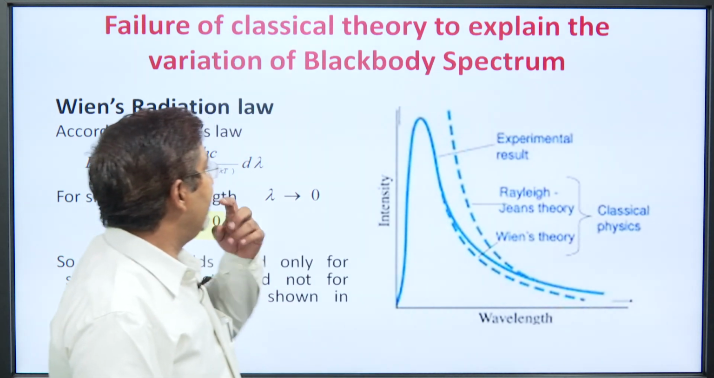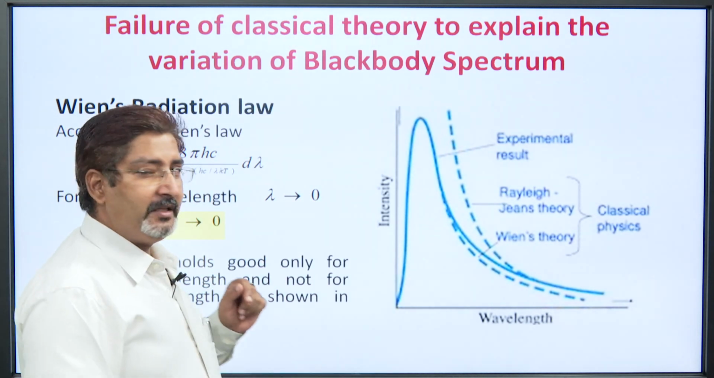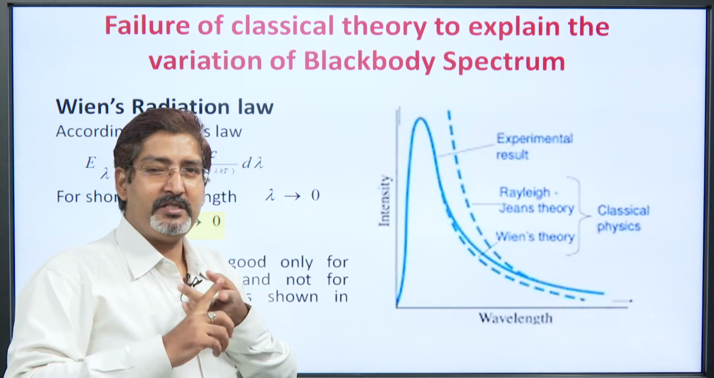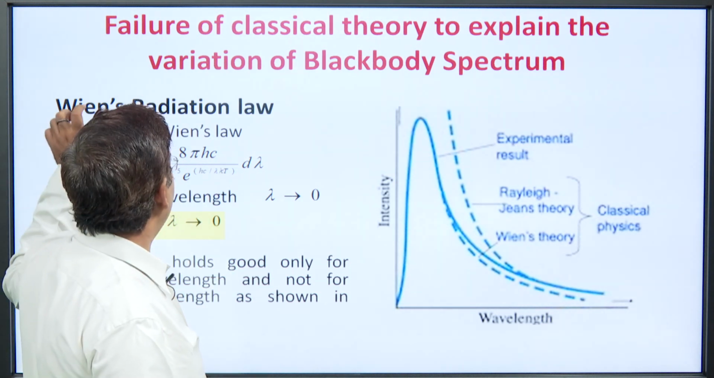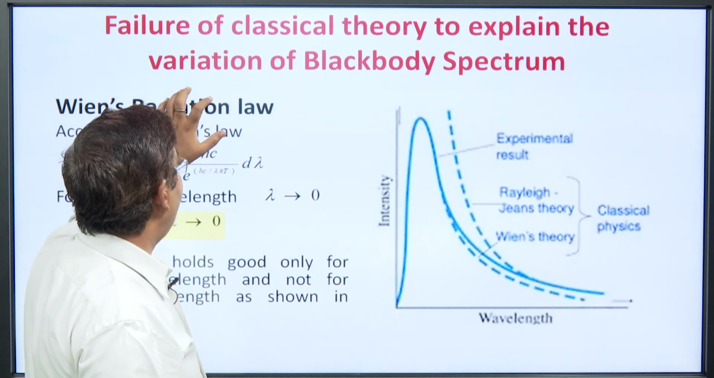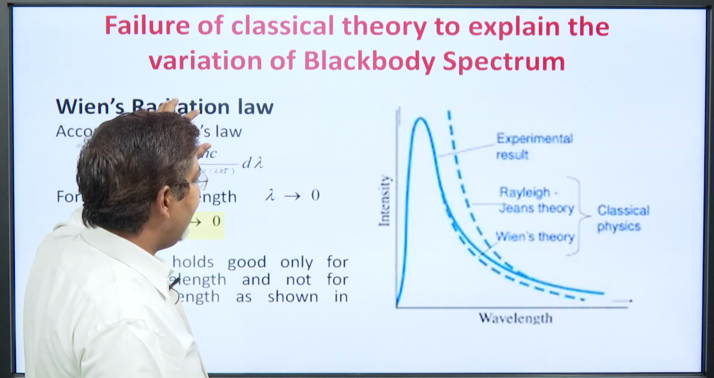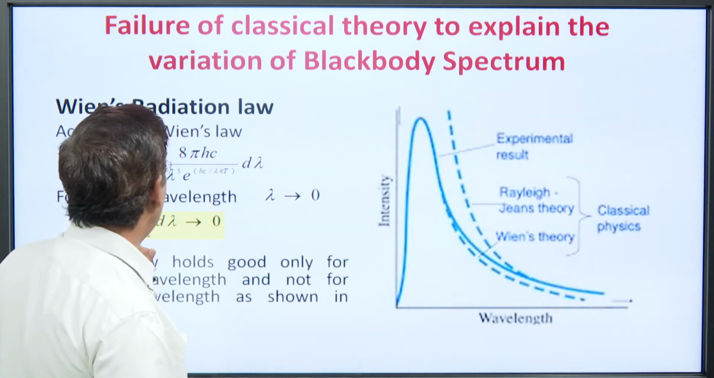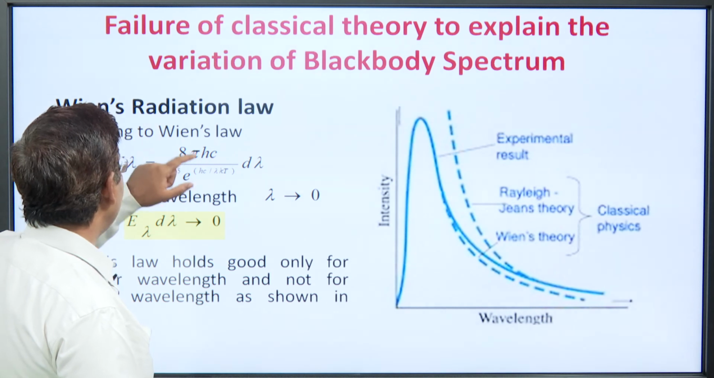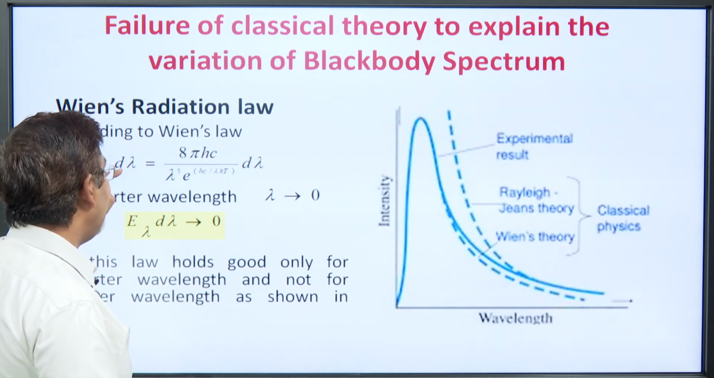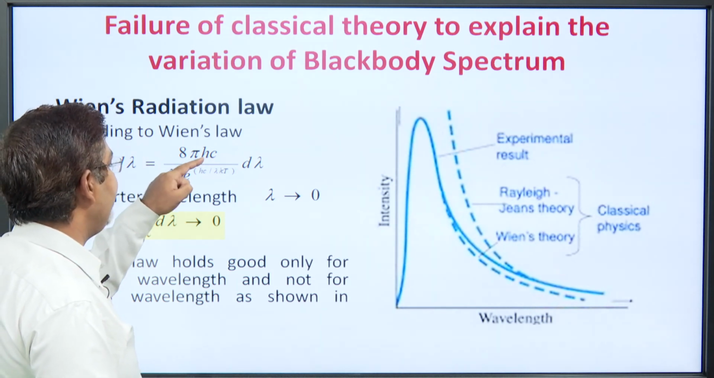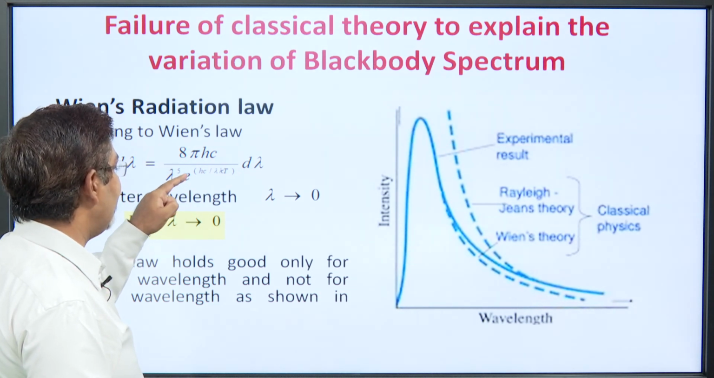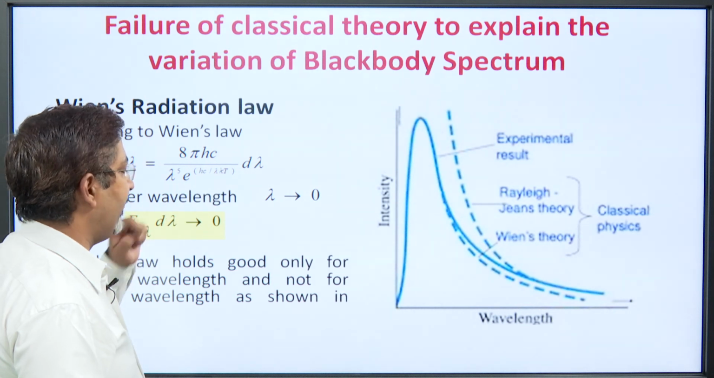So, we have studied there were two classical theories at that time: first was Wien's radiation law, the other is the Rayleigh-Jeans law. The first one, Wien's radiation law, tries to explain this variation. According to Wien's law, E lambda d lambda is equal to 8 pi h c upon lambda to power 5 e to power h c by lambda k T, d lambda.